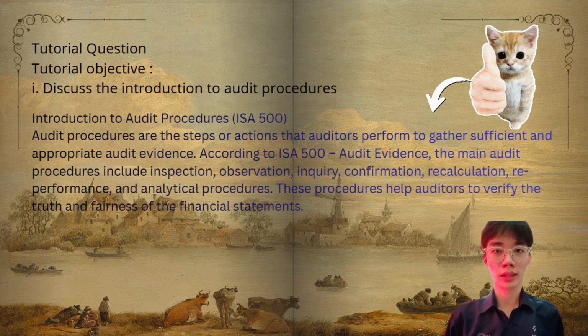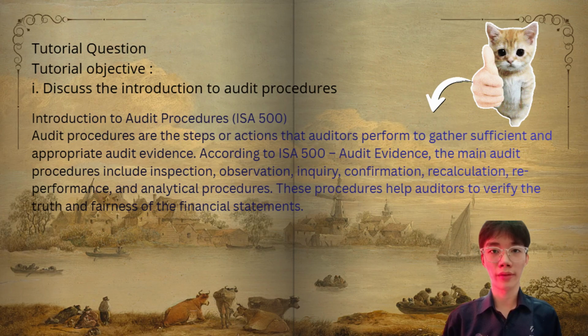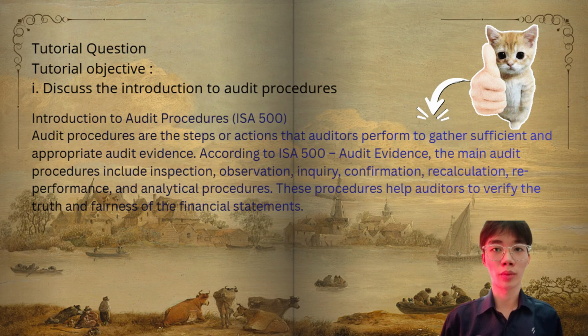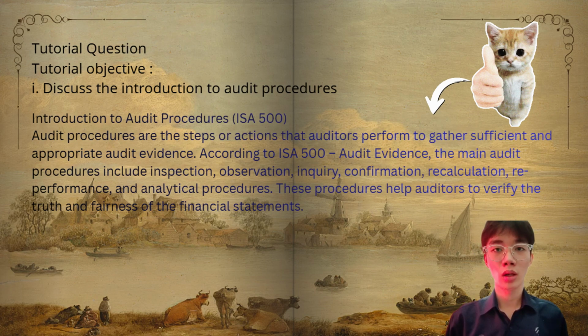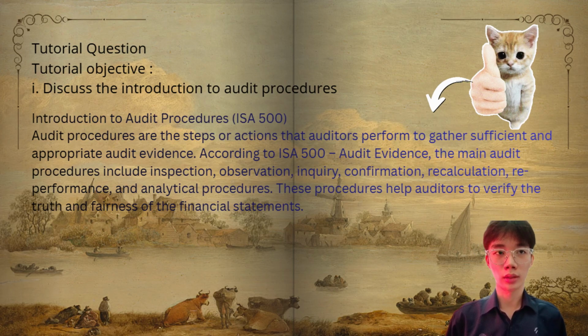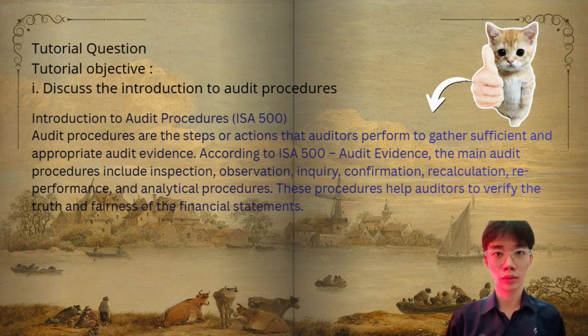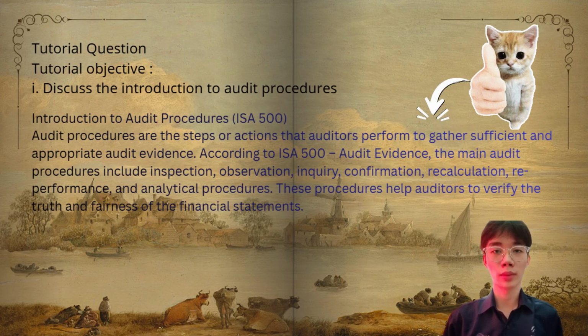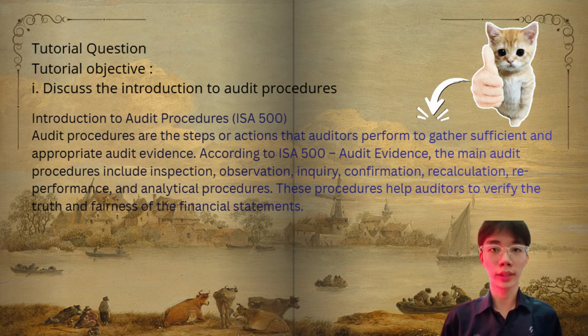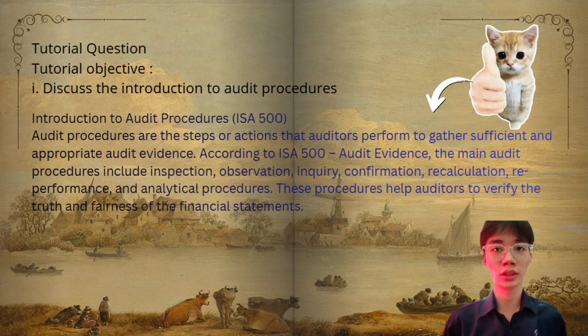Audit procedures are the steps or actions that the auditors perform to gather sufficient and appropriate audit evidence. According to ISA 500, audit evidence, the main audit procedures include inspection, observation, inquiry, confirmation, recalculation, re-performance, and analytical procedure. These procedures help the auditors to verify the truth and fairness of the financial statement.